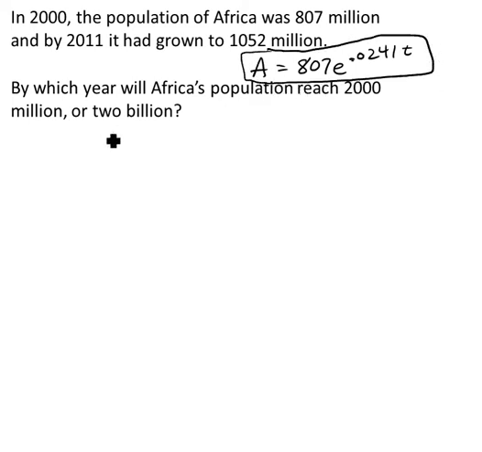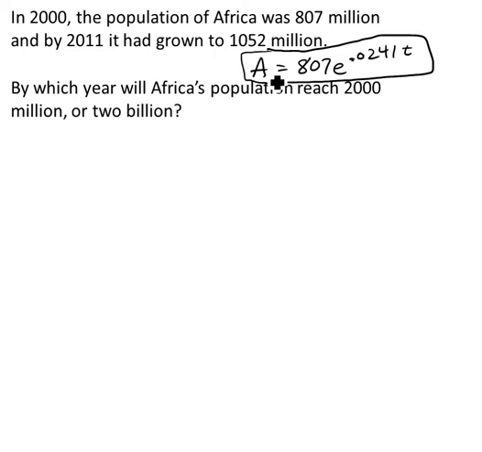Our question is, by which year will Africa's population reach 2,000 million, or 2 billion? 2 billion is 2,000 million. The reason they're wording it as 2,000 million is because our population figures in this function are in the millions: 807 million, 1,052 million. And so by which year will it reach 2,000 million? We do need to use 2,000 here as our population as opposed to a 2, because our population numbers are in millions, not billions.